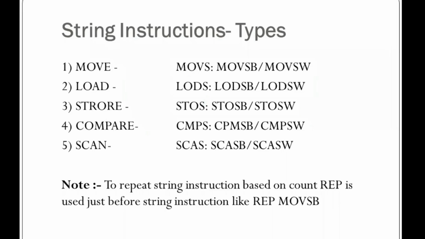For move we have 2 versions. We actually call it MOVS. Move SB means move string byte, move SW means move string word. B means byte, which is 8-bit, and W means word, which is 16-bit. This is repeated throughout the instructions. You can see B, B, B, B, W, W, W, W. I will not be repeating this statement again and again. Remember, B means byte, W means word.